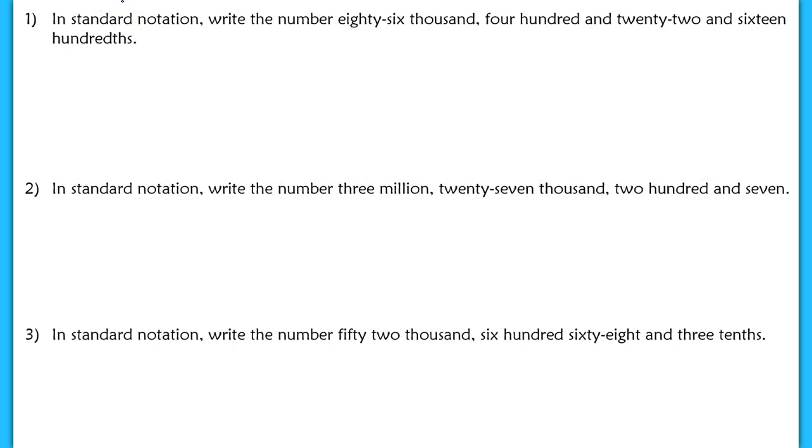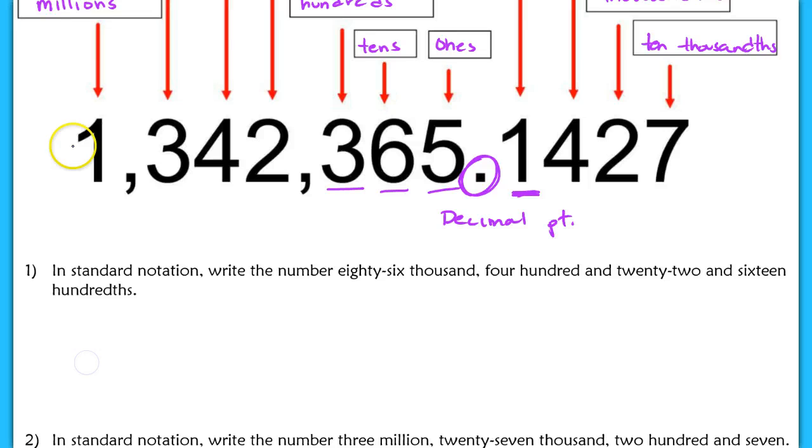All right, now problem 1 here is a problem similar in your skill sheets where it asks you to write a number that's written out in words and write it in standard notation. So we want to convert something that's written in words into standard notation. So we have the number 86,422 and 16 hundredths. So I'm going to start with this 86,000.